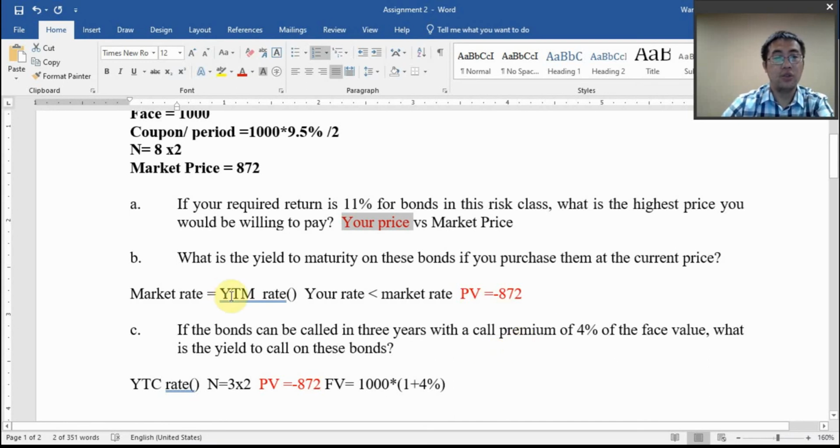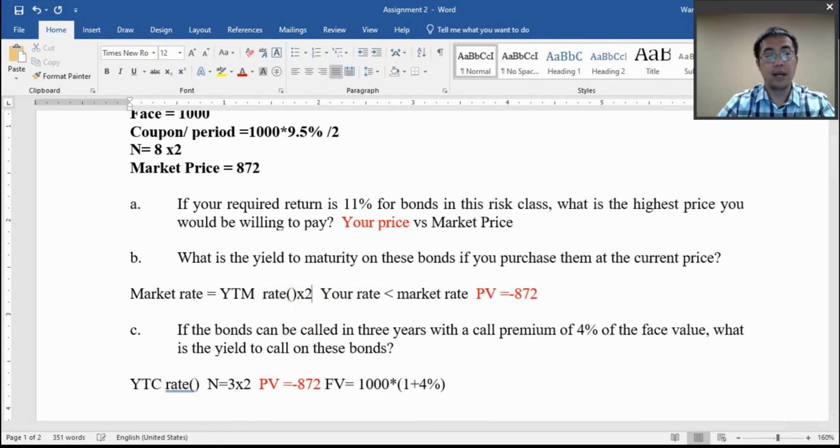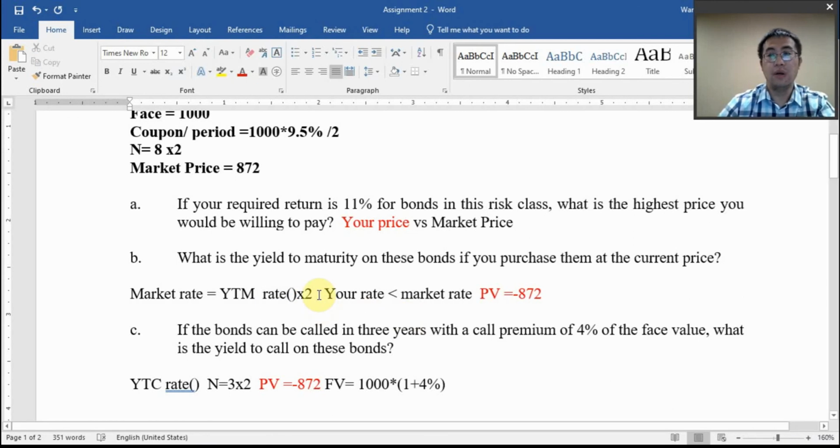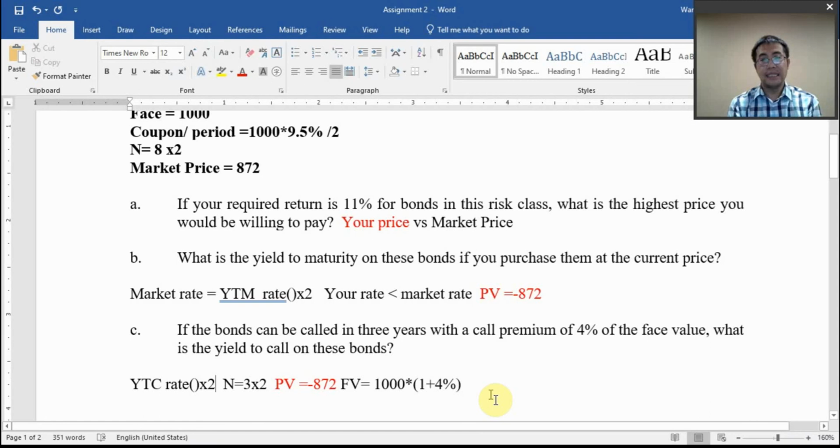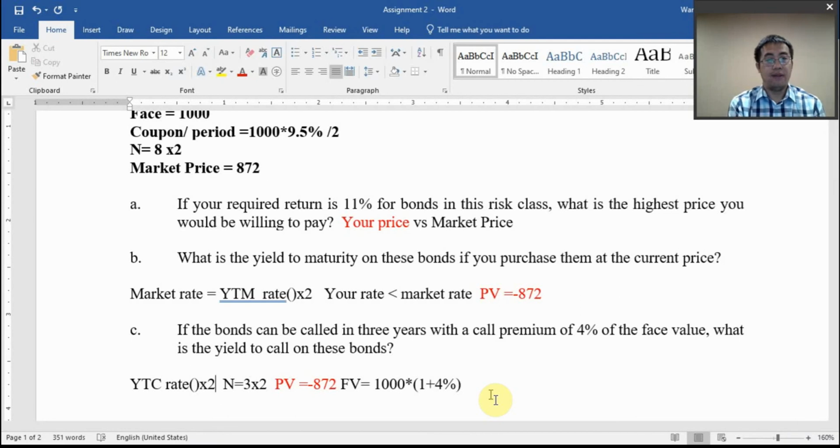And lastly, you should know that yield to maturity and also yield to call are both annual rates. So when you have a rate generated from your Excel calculation, it is a semi-annual rate. So you need to multiply your final output by 2 to annualize the rate from a semi-annual rate to an annual rate. So both of the rate outputs will be multiplied by 2. And for more detailed Excel operation, I have introduced it in chapter 4 as well as in the previous lecture.